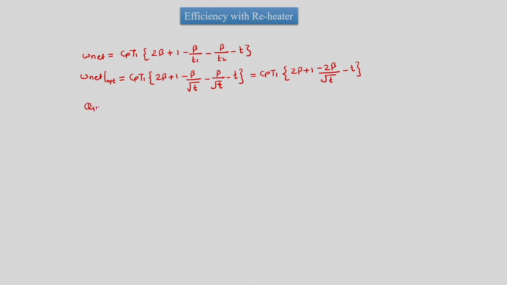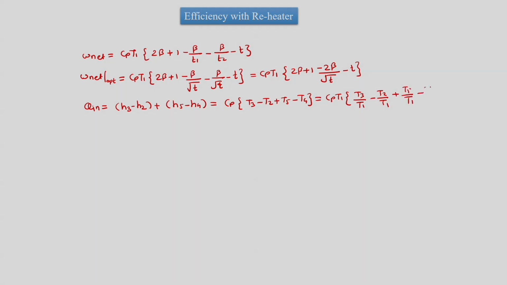We will again write down Q in as what we said. There are two Q ins, and one is in combustion which is H3 minus H2, and one is in heat exchange reheater which is H5 minus H4. So which is Cp into T3 minus T2 plus T5 minus T4. Here again we will purposely take T1 common, so we will have T3 by T1 minus T2 by T1 plus T5 by T1 minus T4 by T1.